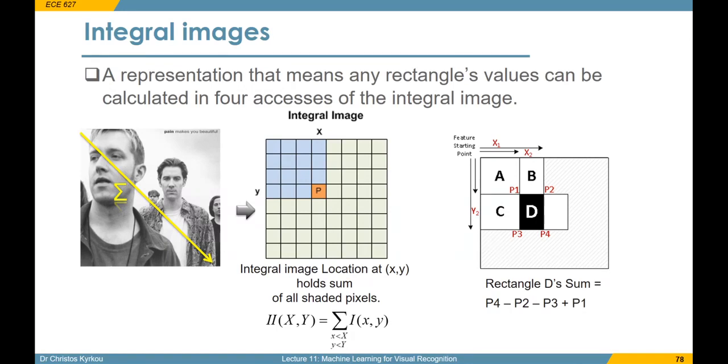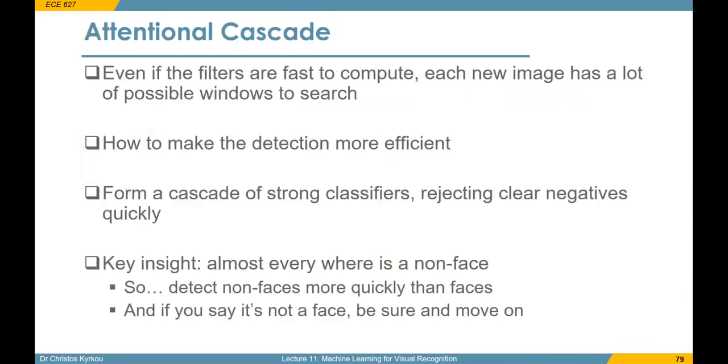But we also have to add P1 again, because we have subtracted it 2 times, 1 for P2 and 1 for P3, because it's contained within the sum of those 2 values. And by doing these 4 accesses to the integral image, we find the sum of 1 square. If we do another 4 accesses, we find the sum of the white block, and we just find their difference. So you can see that speeds up tremendously the whole classification process.